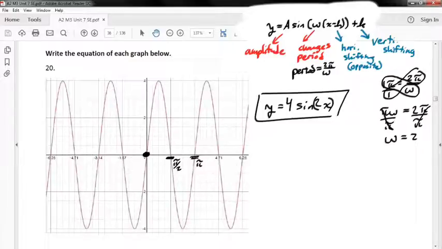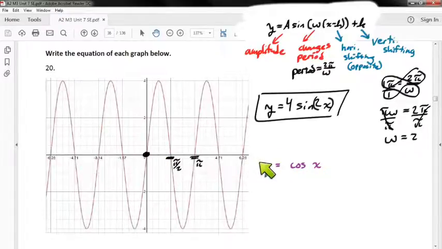So let's do this in purple. All right, so let's write y equals cosine, and we'll put an x. Now we've got to find all our missing numbers. Is there an a? Is there a w? Is there an h? And is there a k? Let's find out. First, let's do our a.